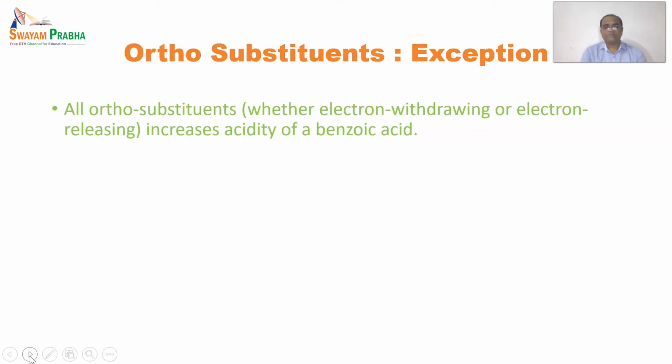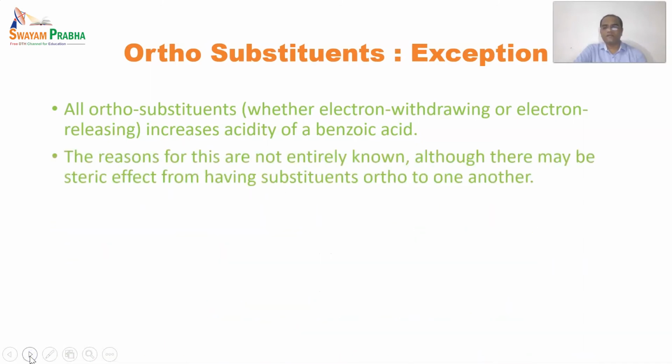Apart from this concept of electron withdrawing or electron releasing, for an ortho substituent, that electron releasing or electron withdrawing concept works only when it is para substituted or meta substituted, but it does not work whenever it is an ortho substituent. So whenever it has an ortho substituent, the acidity of benzoic acid will increase, whether it is electron withdrawing or electron releasing.